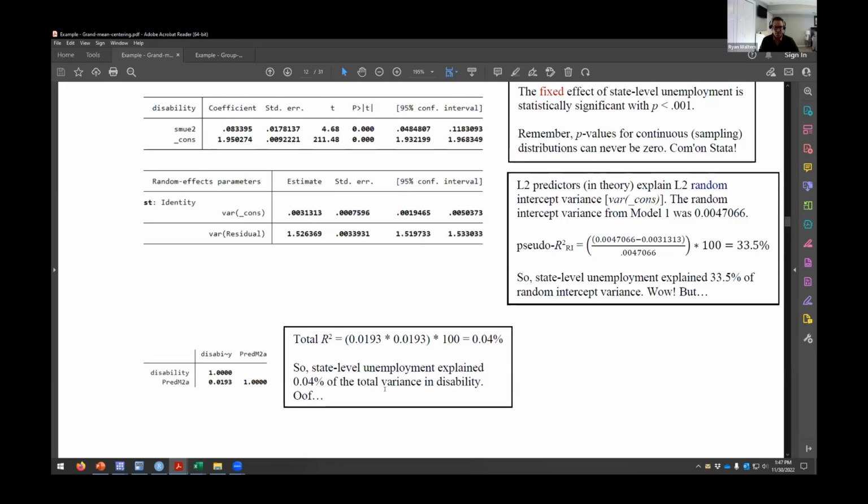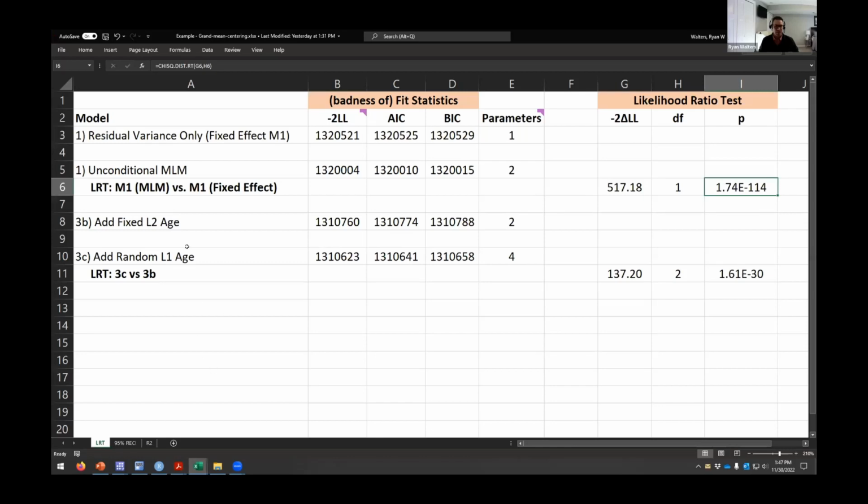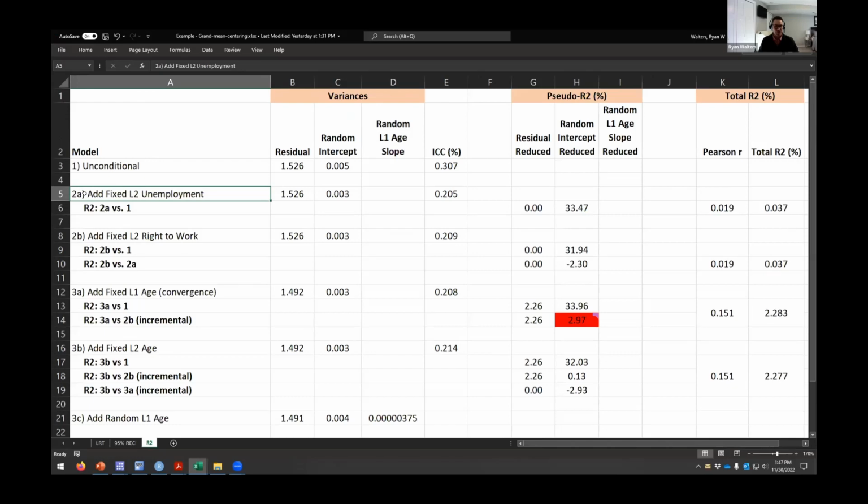Okay. So again, SAS, SPSS, and Stata will require you to calculate some of this by hand. So I have our R-square here. So model 2A, again, residual variance, random intercept variance. I'm recalculating the ICC. Again, as we're explaining variance components, you can see this ICC is actually bouncing around. It's a third less than it was when we started.